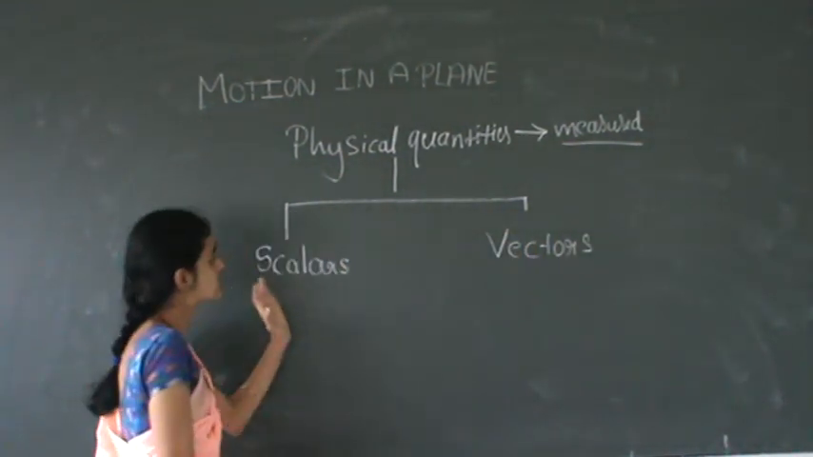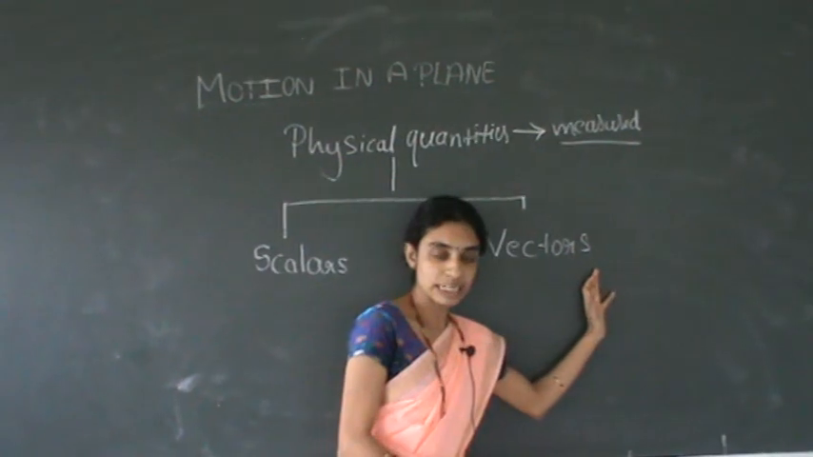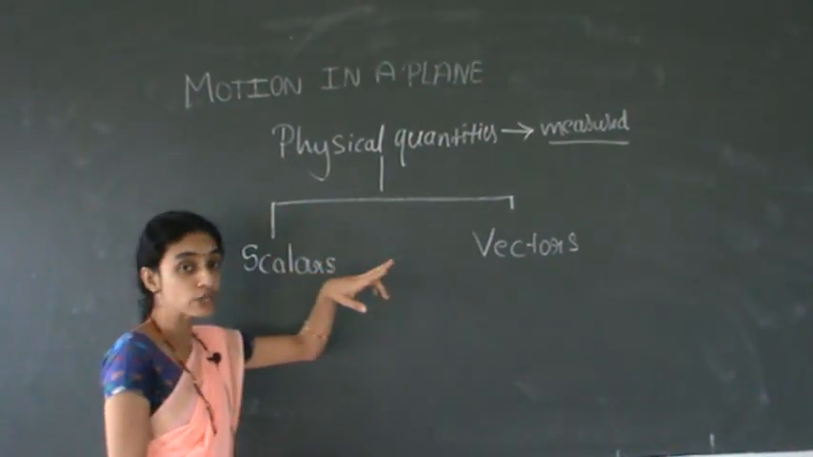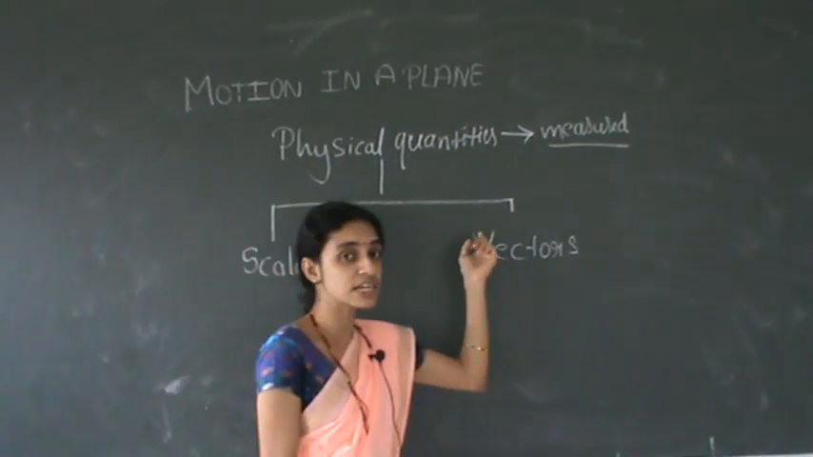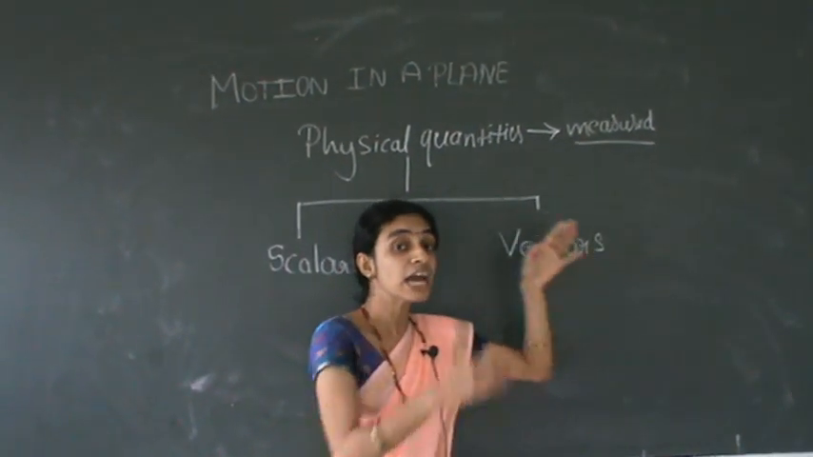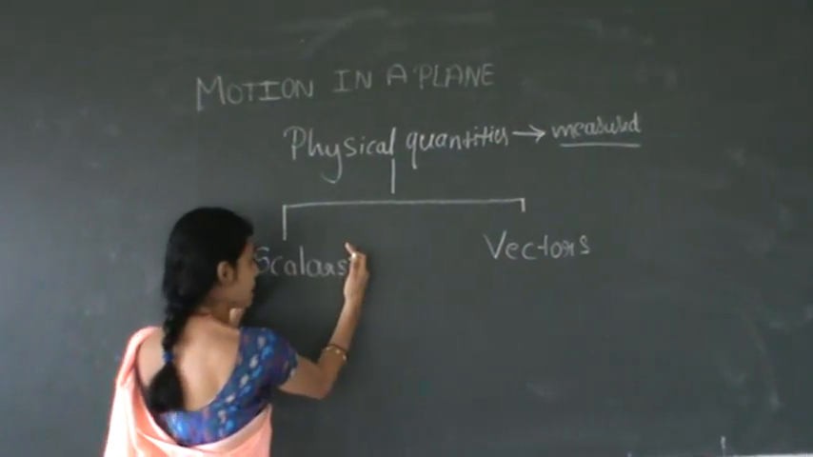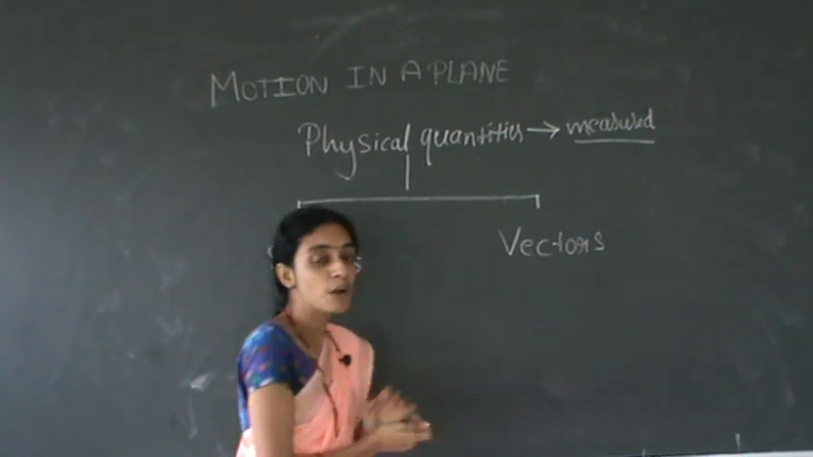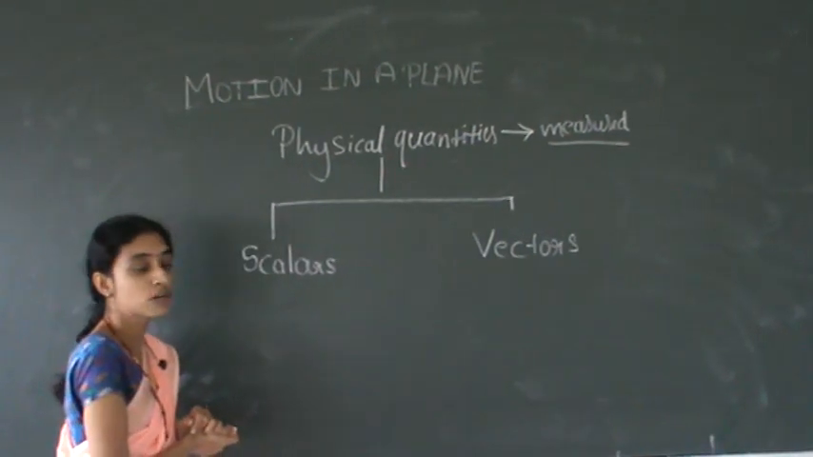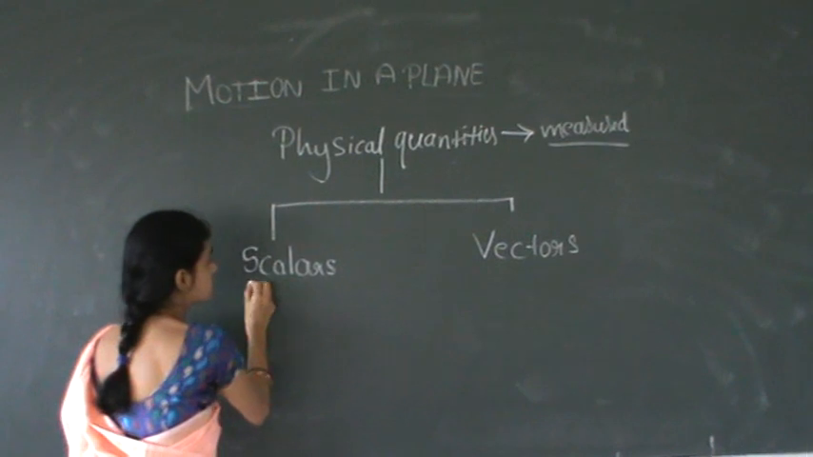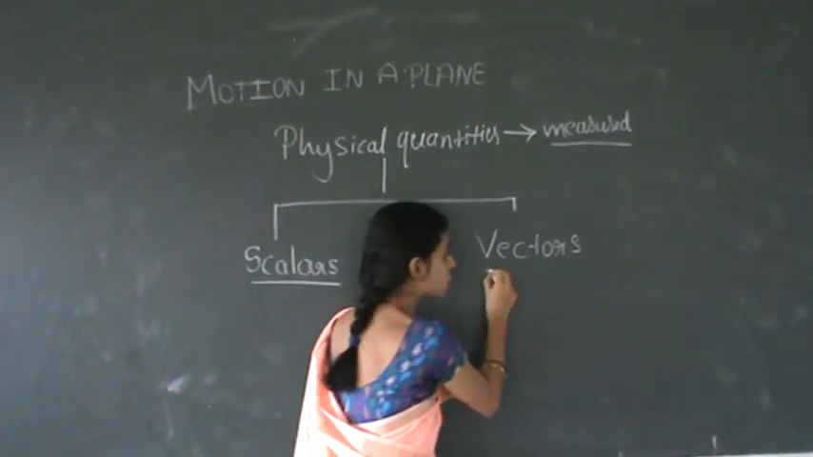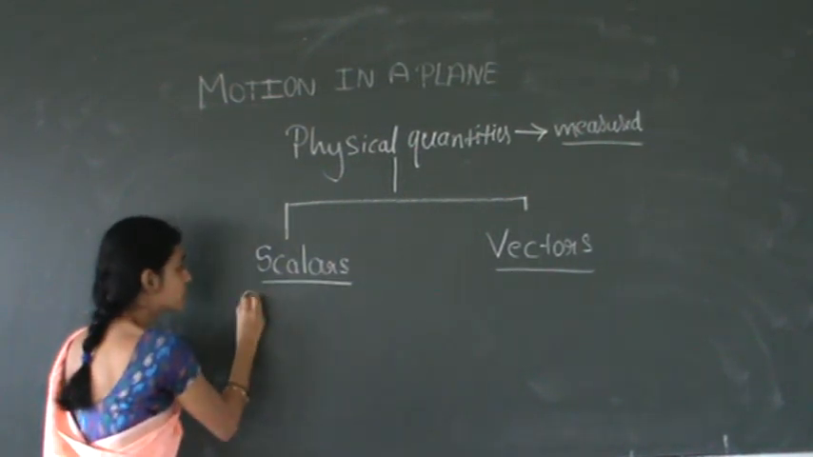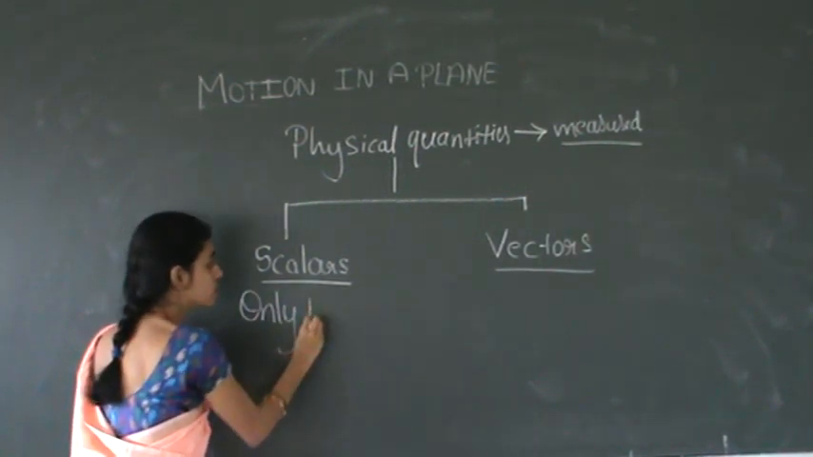Actually, physical quantities are of two types, that is fundamental physical quantities and derived physical quantities. The fundamental quantities will be scalars and derived physical quantities will be vectors, which we will come to know in the unit and measurements topic. A scalar is a physical quantity having only magnitude.